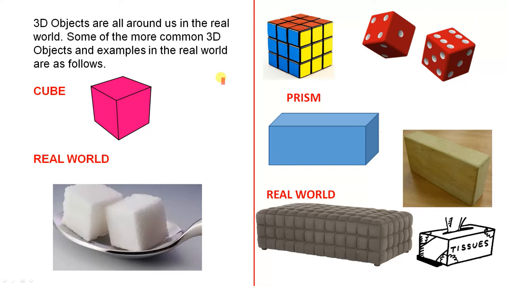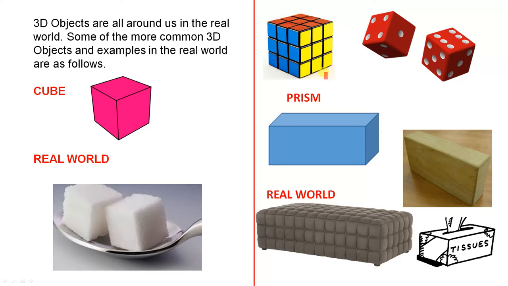3D objects are all around us in the real world. Some more common 3D objects and examples in the real world are as follows. Now here's our cube that we looked at earlier. In the real world, if you look at what's on the spoon here, they're like sugar cubes, so they approximate cubes. So we can say that there's an example of a cube in the real world.